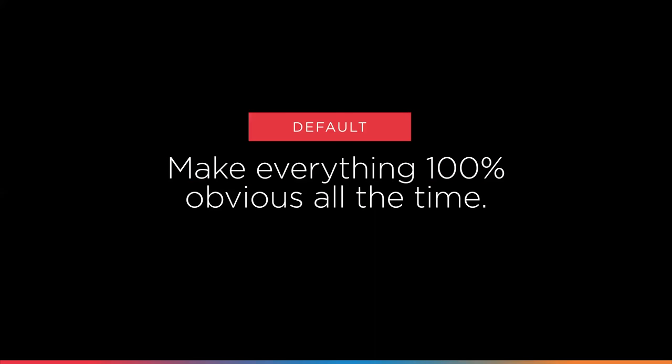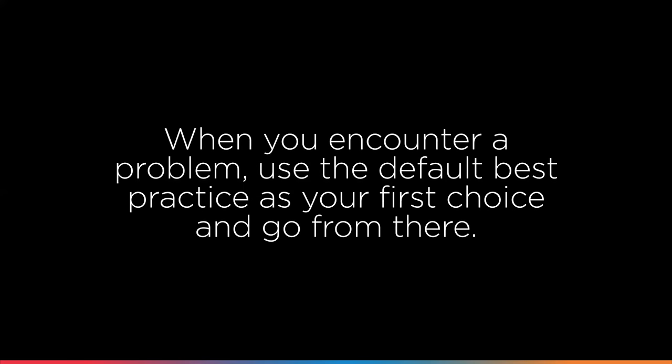And that leads us to our sort of first best practice and our first default. Make everything 100% obvious all the time. When you encounter a problem, use the default best practice as your first choice and then go from there. Argue about it, discuss it, use research to adjust your thinking away from the best practice, but use that as your sort of default decision-making tool. And here's an example. Here's two examples of where best practice is broken.